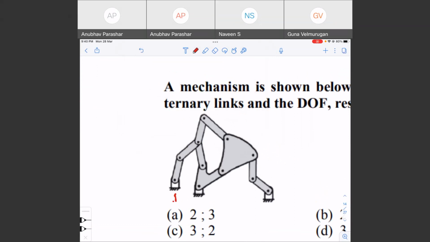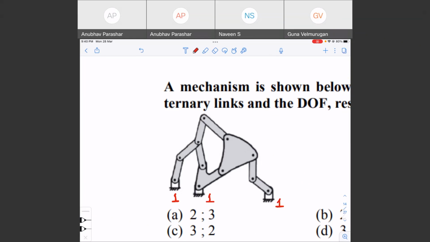Okay, I won't go into detail right now about why, how, who. Make sure all the fixed links, you should mark them 1, and they will have one common number. You should not mark them 1, 2, 3 like that, right? All the fixed links will be numbered 1.